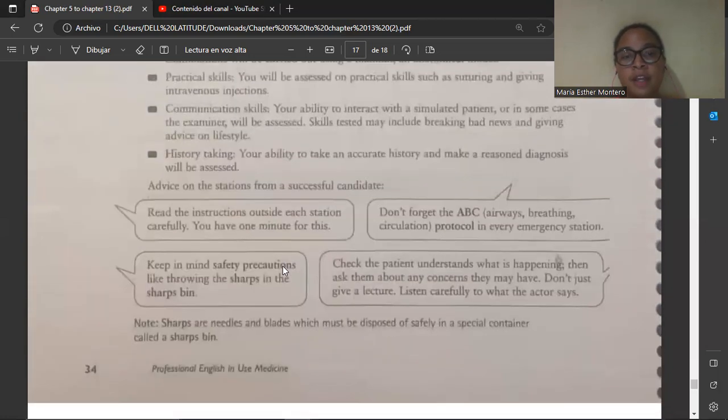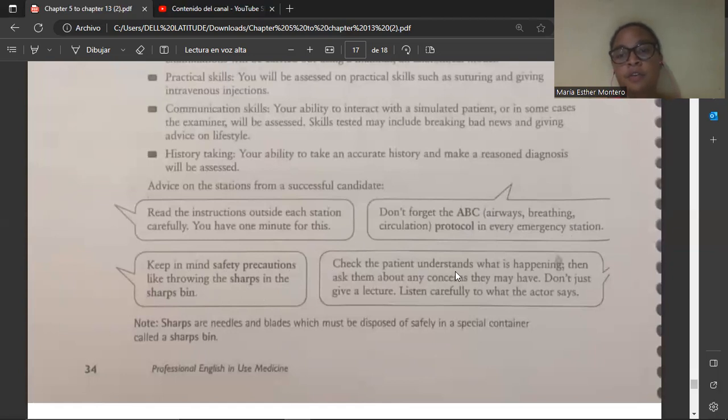Advice on the stations from a successful candidate. Read the instructions outside each station carefully. You have 1 minute for this. Don't forget the ABC, airways, breathing, circulation protocol in every emergency station. Keep in mind safety precautions like throwing the sharps in the sharps bin.